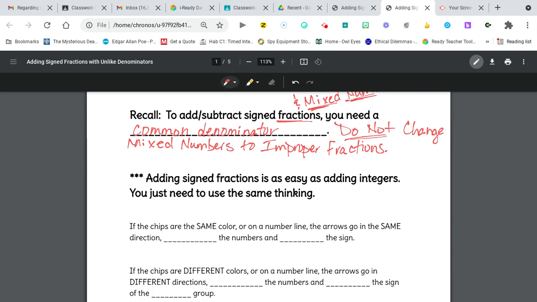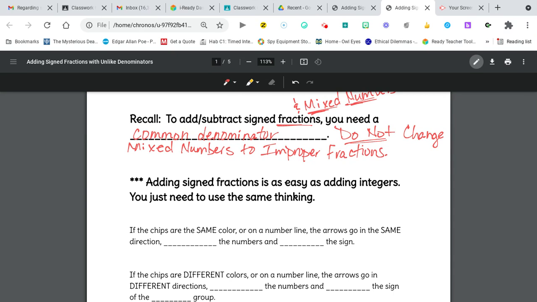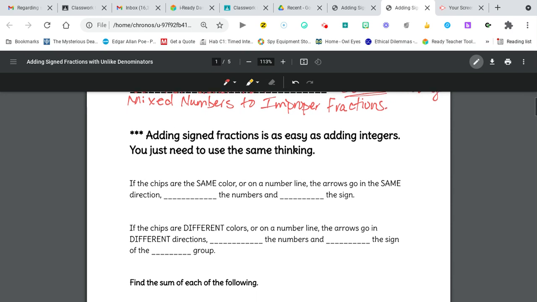All right, so adding signed fractions is as easy as adding integers. You just need to use the same thing. And same thing with the decimals. All right, make sure you're pausing the video and you're taking notes, guys.